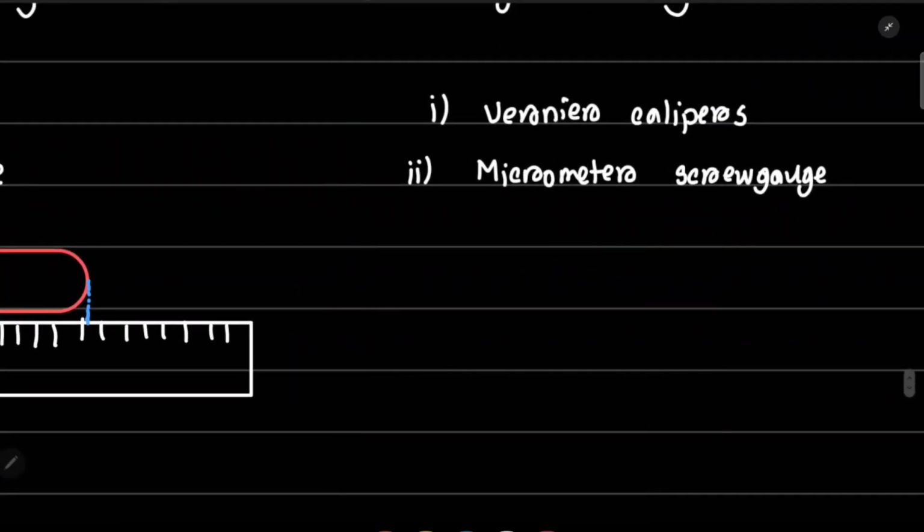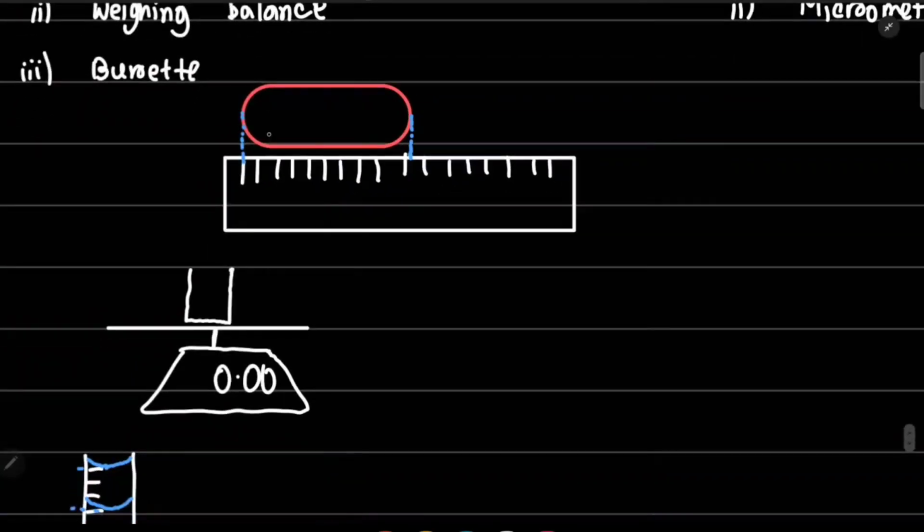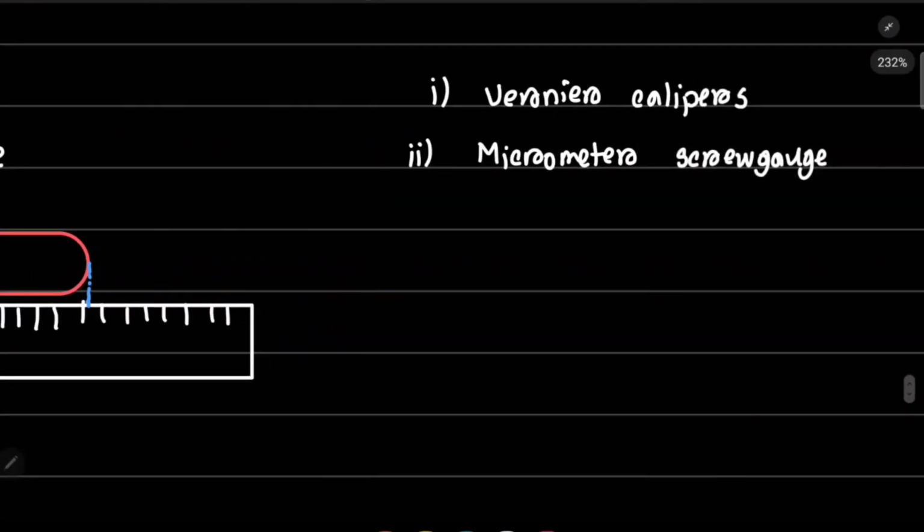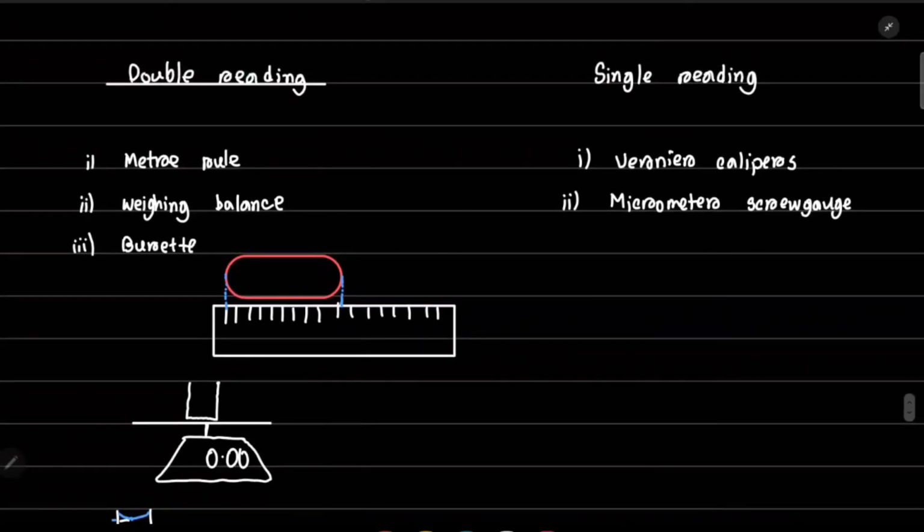In vernier caliper and micrometer screw gauge, that issue is not there, because we don't have to set the zero value over there, it's set automatically. So for double reading instruments, we make the zero value, we set it, while for single reading instruments it's already done for us, the zero reading is set for us.